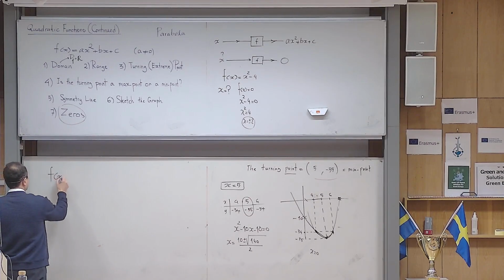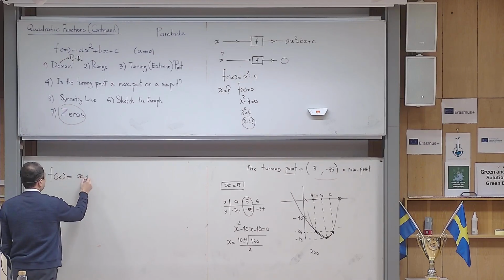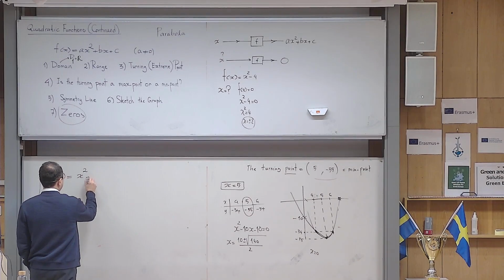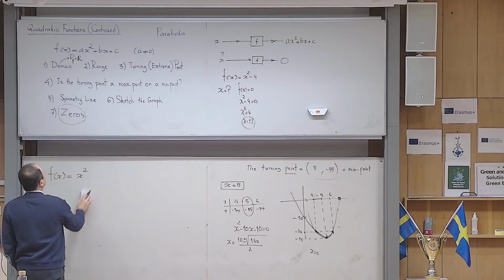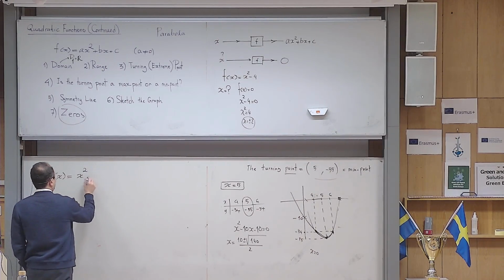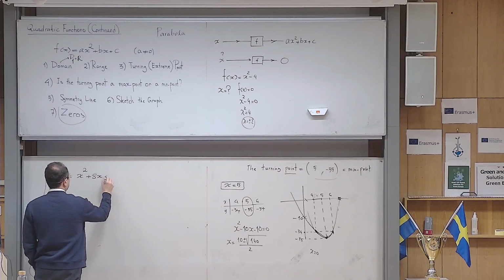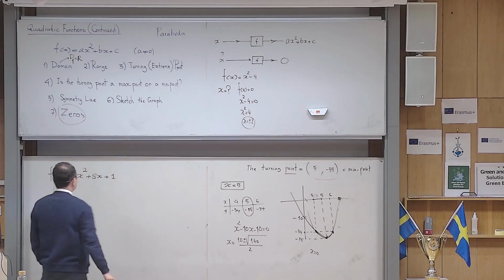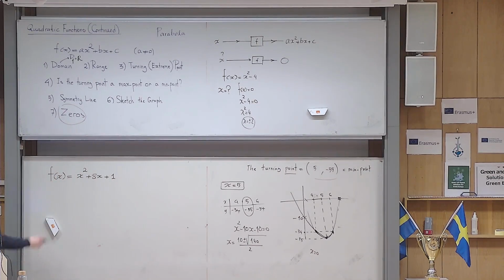So f of x is equal to x squared. So let me make this one negative this time. That one was negative, so let me take this one positive this time. So let me write plus 8x and then plus 1. That's good. Yeah, try to answer those questions. The domain is of course always R. Find the range, turning point, maximum, symmetry line, sketch the graph.